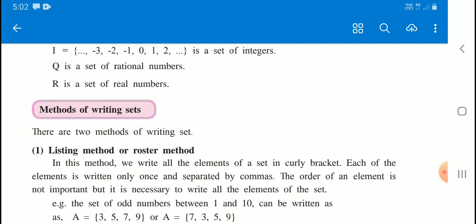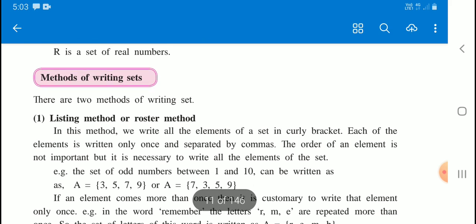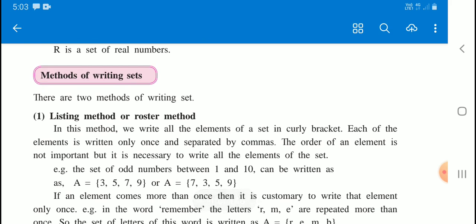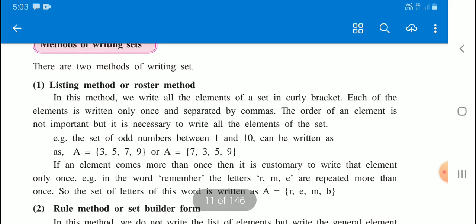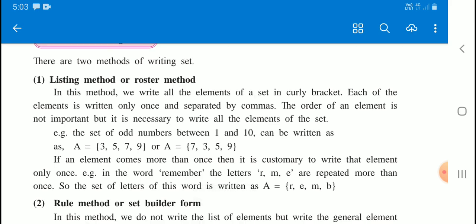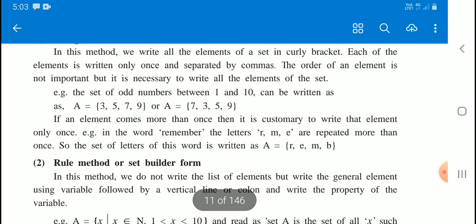Now, rational numbers and irrational numbers together are known as real numbers. So, R is the set of real numbers. Now, there are two methods to write sets. First is the listing method or roster method, and the second one is the rule method or set builder form.